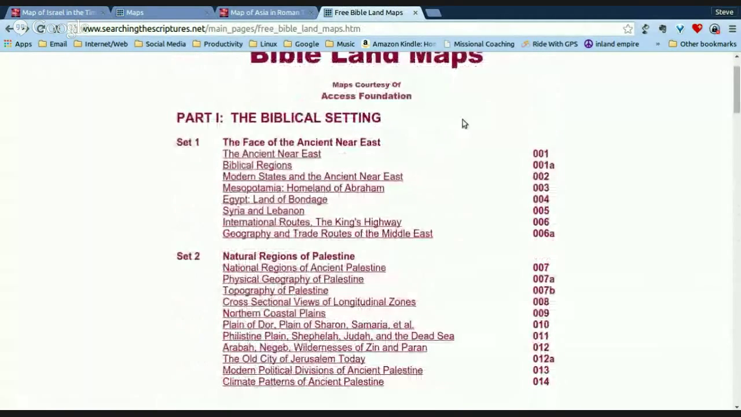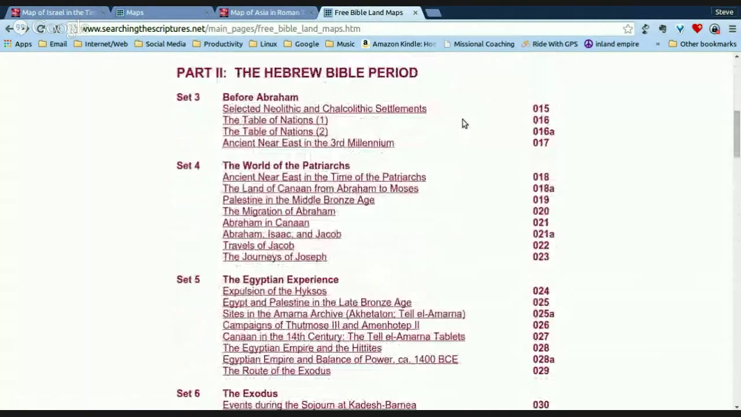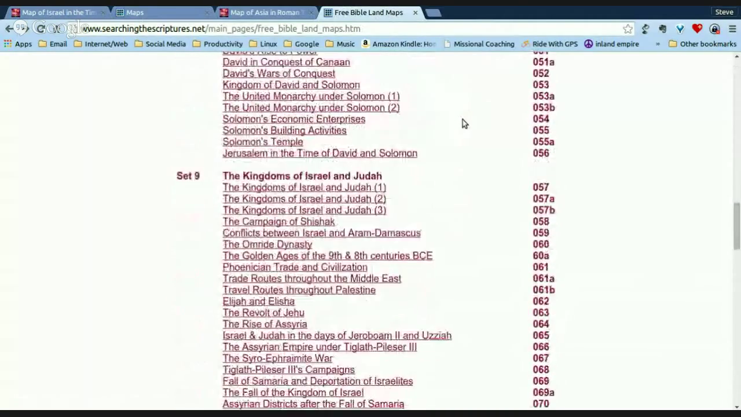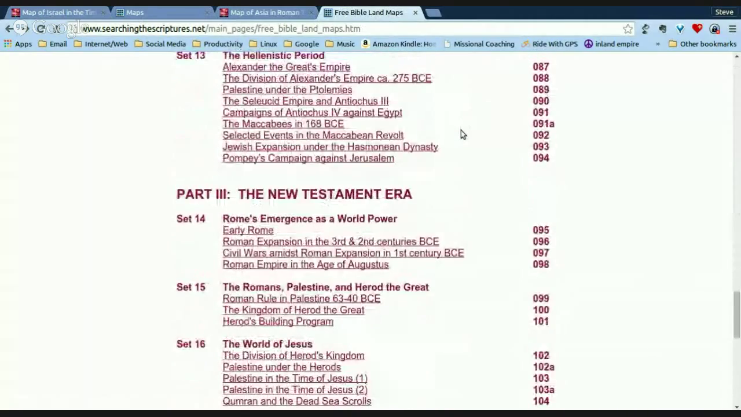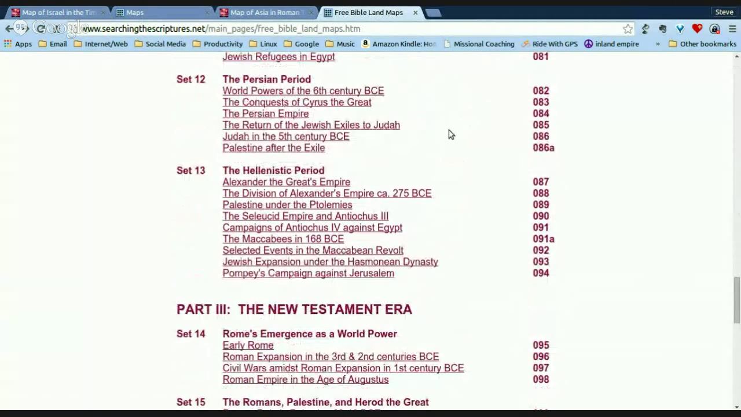As you can see, these maps go all the way back to the ancient Near East. So these would cover pre-biblical and Hebrew Bible period, Egyptian, the Exodus, conquest. So these are all the Old Testament ones. But I love this site because the maps are quite nice. And so we'll just kind of start with the Hellenistic period, where we left off with the Old Testament.